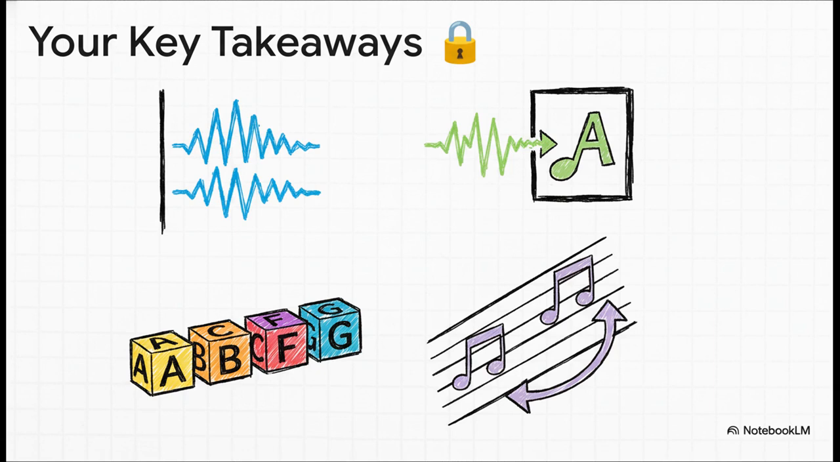Here are the key takeaways. 1. Pitch is just how high or low a sound feels to your ear. Simple. 2. A note is nothing more than a pitch that we've all agreed to give a specific name. 3. There are 7 of these natural notes, A through G. And 4. An octave is that magical echo, the same note just repeated higher or lower.